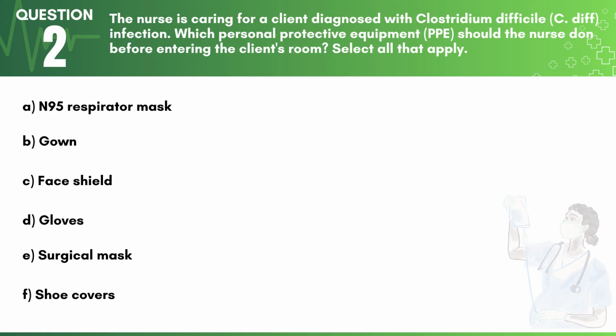Question 2. The nurse is caring for a client diagnosed with Clostridium difficile, C. difficile, infection. Which personal protective equipment, PPE, should the nurse don before entering the client's room? Select all that apply. A. N95 respirator mask. B. Gown. C. Face shield. D. Gloves. E. Surgical mask. F. Shoe covers.